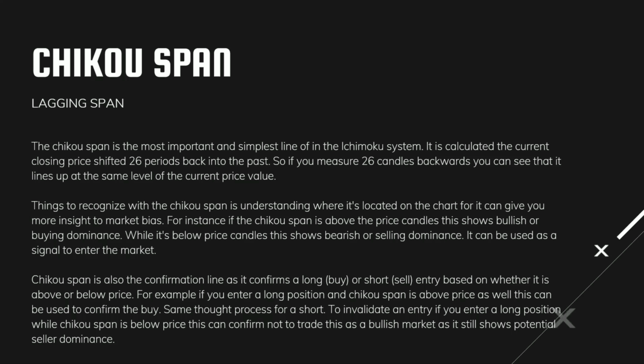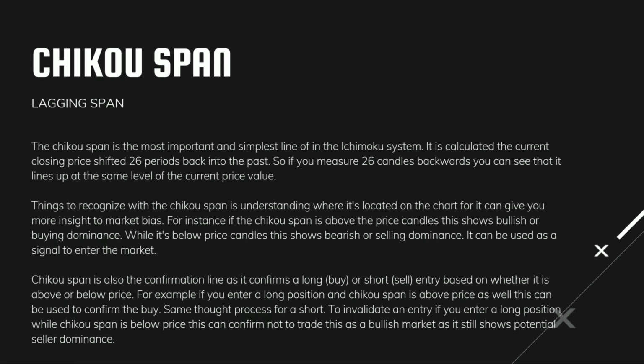For instance, if the Chikou span is above the price, above the candles, this shows bullish or buying dominance, while if it's below price candles, this shows bearish or selling dominance. It can be used as a signal to enter the market.